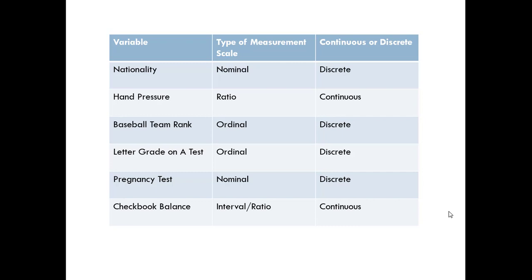And then anytime you're dealing with ordinal rankings in terms of scale of measurement, you should know that you need to go with discrete.